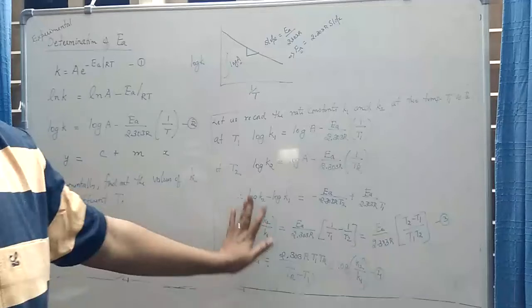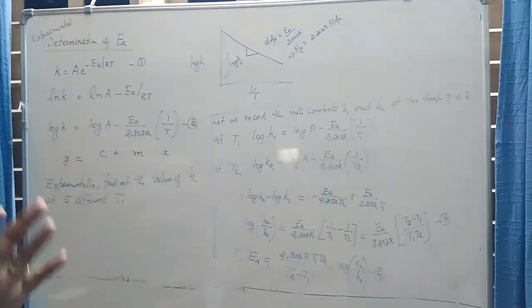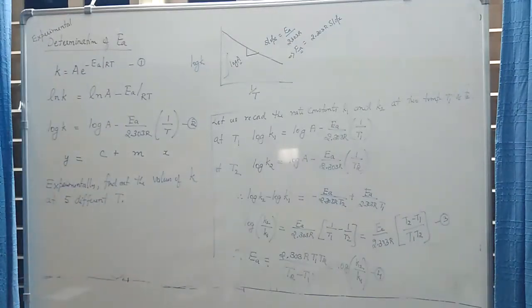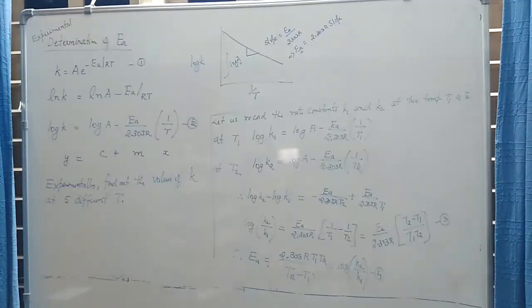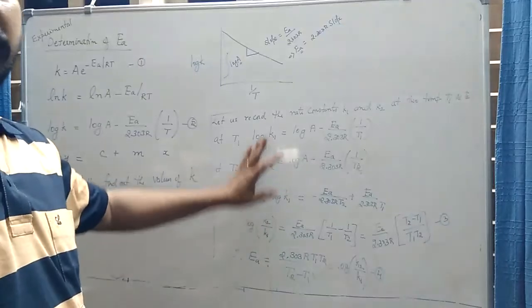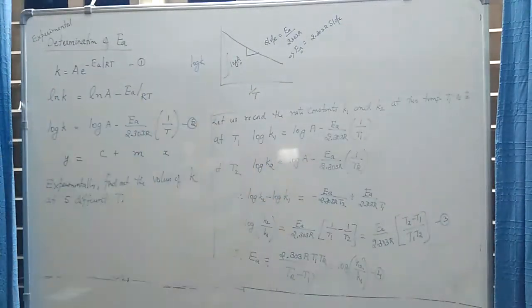So the advantage of this second method is that you require only two data. You require to know two values K1 and K2 at two temperatures T1 and T2. So this is not a laborious method. The first procedure is laborious because you have to repeat the experiment at least 4 or 5 different temperatures. Here you have to carry out the reaction at only two temperatures. The disadvantage of this method is it is less accurate compared to the first method, because we are depending here only on two data, K1 and K2 at temperatures T1 and T2.